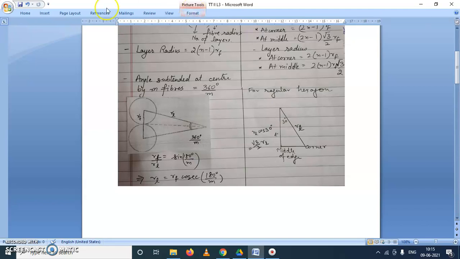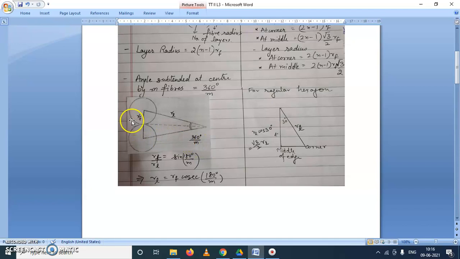Okay, just look at this diagram. It is a simple geometry. These are the 2 fibers adjacent to each other in circular packing. Now, if this is the angle subtended at the center by this line joining the centers of 2 fibers, this is RF, this is RF, this is the radius of the layer, and if M is the number of fibers in that particular layer, then this angle will be 360 degree upon M.